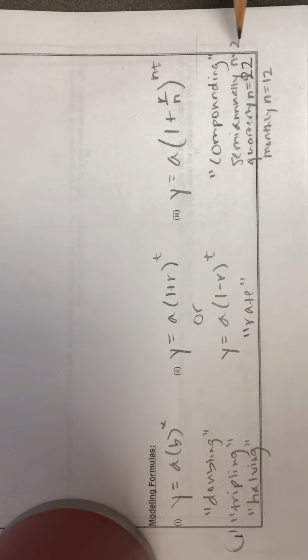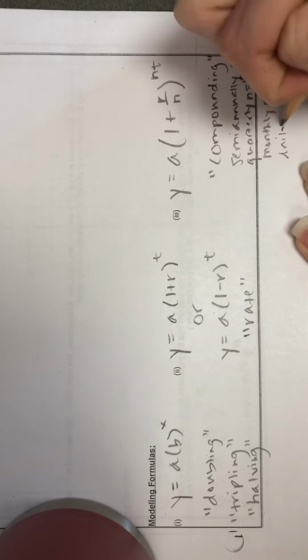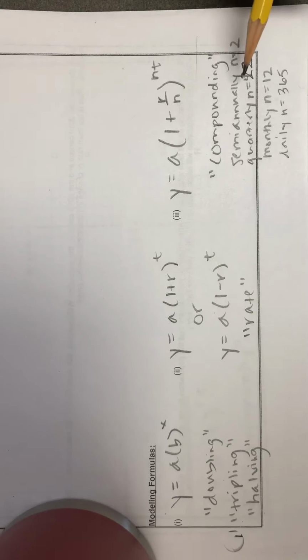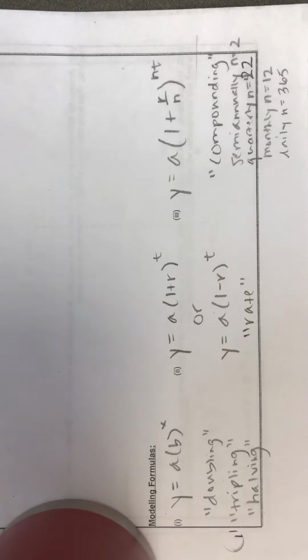But when you have a finite number of times per year that you're compounding, semi-annually, quarterly, monthly, maybe even daily, where N is 365. If you see that word compounding and then a discrete number of times that you do that in a year, this is the formula. Okay, now to decide between these two, let's say you're working with a word problem that does not have the word compounding in it.